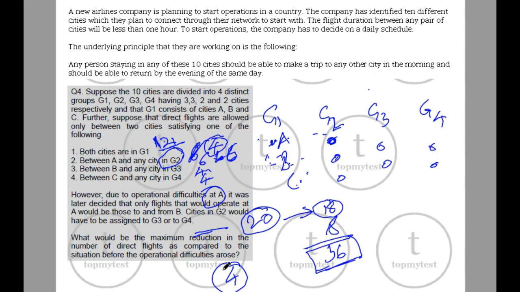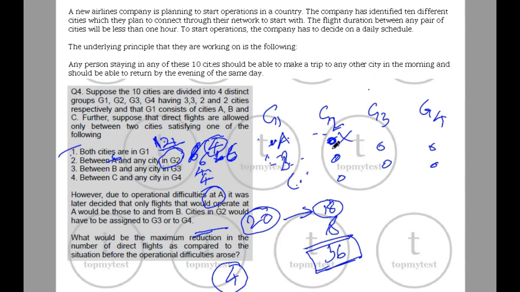They can either go to B or go to C. But still you need to operate 2 flights, from B to say X and return, or from C to X and return. It can be only 2 flights. So 2 into 3, 6 flights remain the same. Only change happens in the first case. So instead of 6, it became 4 flights in the morning.